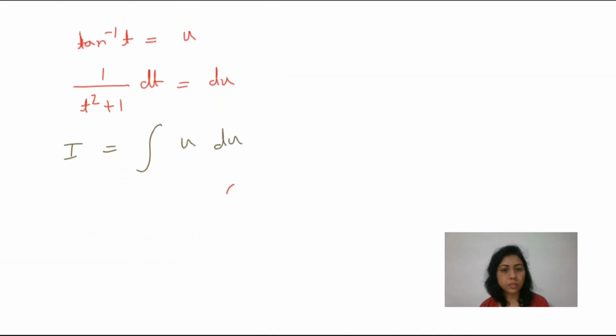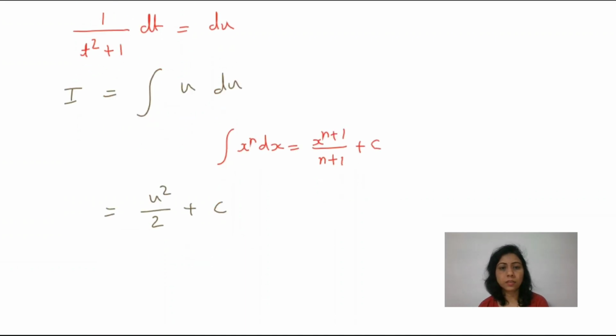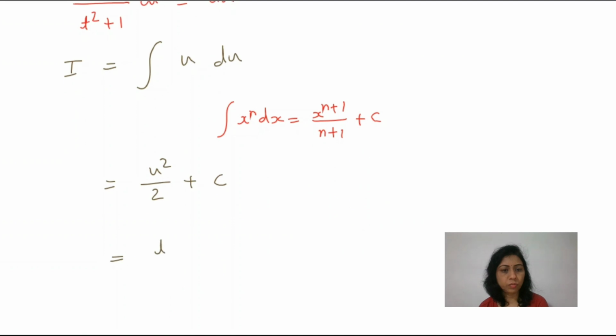We use here this integration formula: integration of x to the power n dx is equal to x to the power n plus 1 upon n plus 1, plus c. So u is squared, because here the power is 1 and 1 plus 1 is 2. So u square upon 2 plus c. Now the u value we can substitute as tan inverse t. So this is tan inverse t whole square divided by 2 plus c.